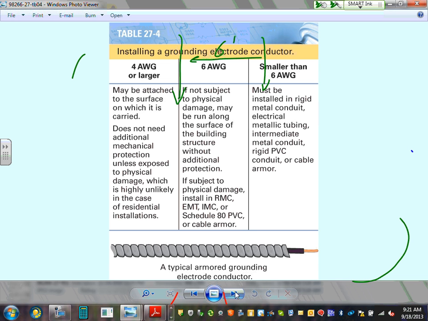I don't know if you guys went through this one in the electrical. This is when you put your grounding electrode conductor: if your conductor is number 4 or larger, no need to protect it. If your conductor is number 6, it only needs protection if it's subject to physical damage. If your conductor is smaller than number 6, you must put it in a conduit.